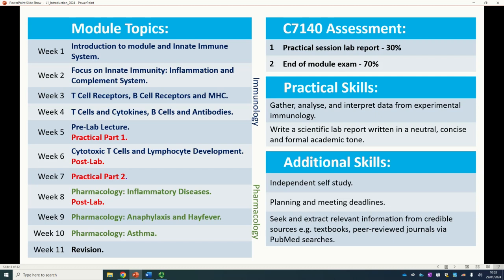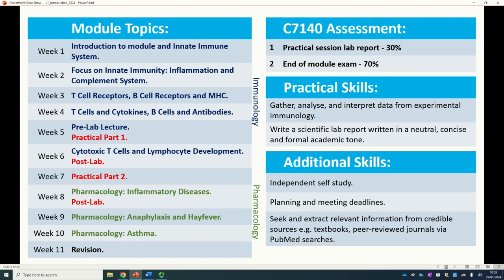These are the topics that we're going to cover in the module, broken down by the weeks. Everything in blue is the immunology basis, and that's in the first half of the module. In the second part of the module, we'll have a pharmacology slant to some immunology-based diseases. And you'll notice in red, we have the practical sessions. There are actually 4 practical sessions spaced over weeks 5, 6, 7, and 8 that you need to attend all of. In terms of the assessment, the practical sessions comprise 30%, whereas the end of module exam is 70%, and that'll be a computer-based exam.